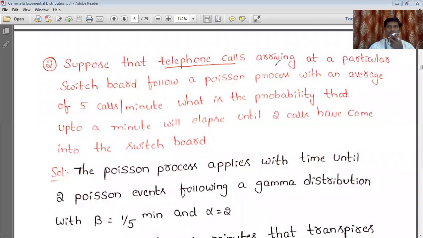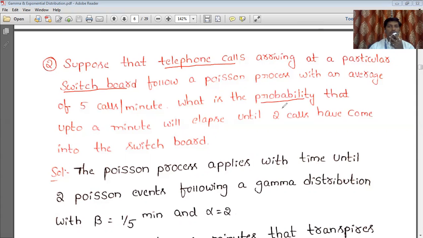Telephone calls arriving at a particular switchboard. Already we saw this type of problem in Poisson distributions. Here they are saying that calls coming into a switchboard follow a Poisson process, and on average 5 calls per minute. What is the probability that? It means what we need to calculate.